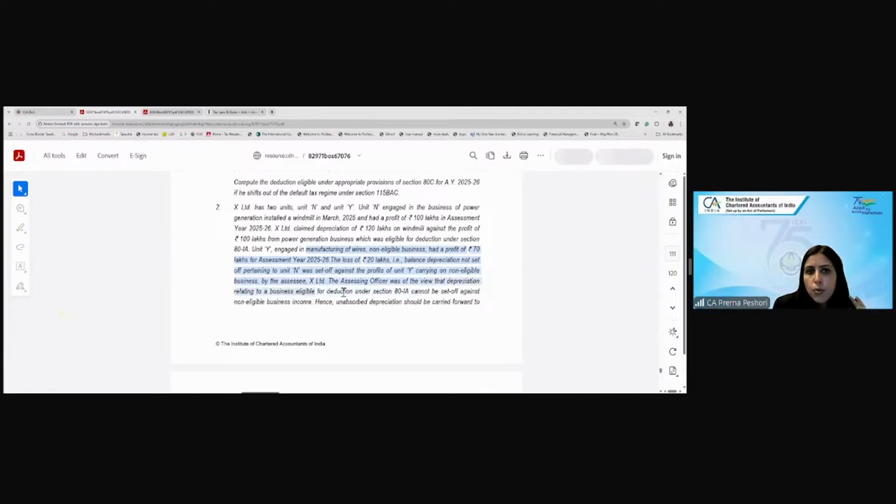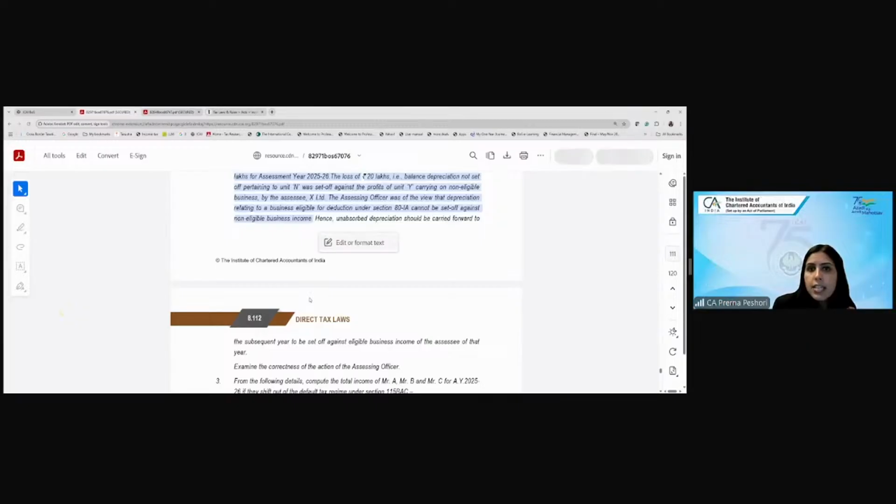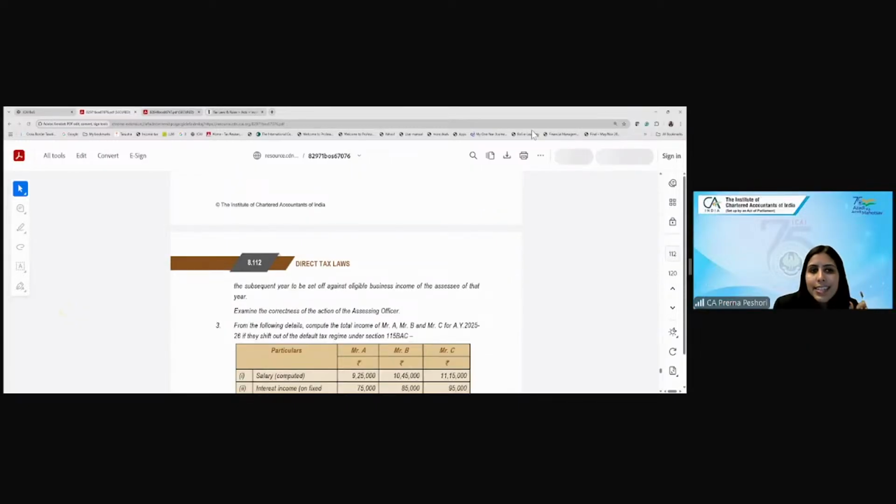The AO was of the view that the depreciation relating to the business eligible for deduction under 80-IA cannot be set off against the non-eligible business income. Hence, the question asks whether the unabsorbed depreciation, that is the loss of the unit which is eligible for deduction under 80-IA, can be set off against the income of the other business, which is a normal business. That is what the question asks you. Now, this is a very classic case of tax avoidance, and that is the reason why they ask you this particular question.